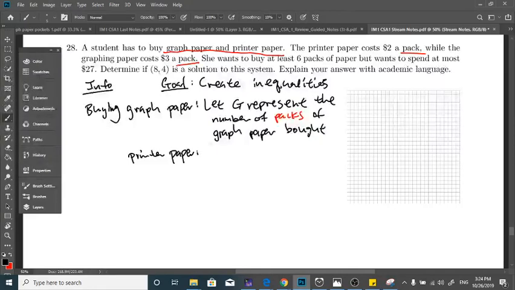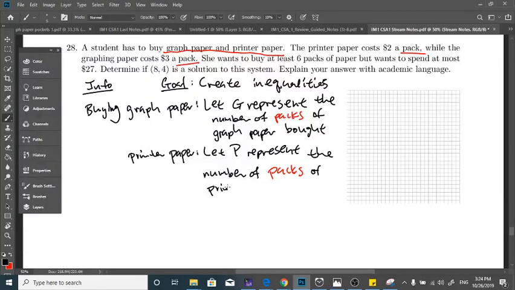And then let P represent the number of packs of printer paper bought.